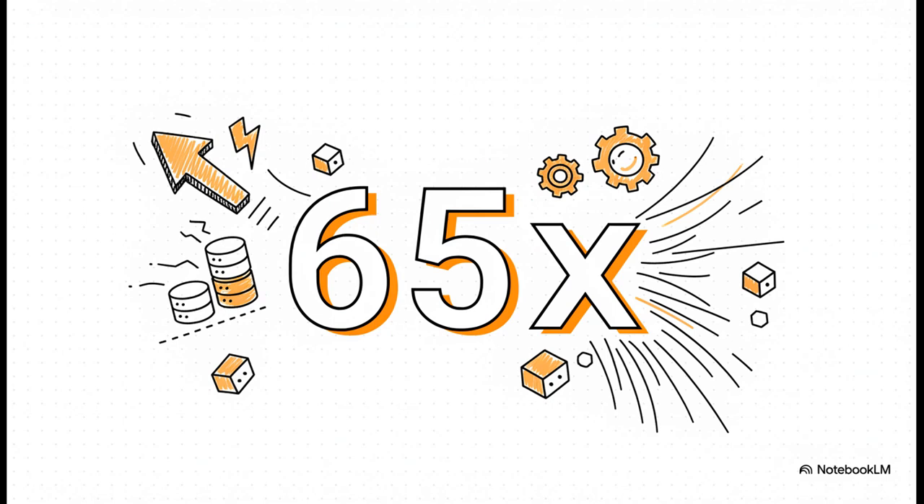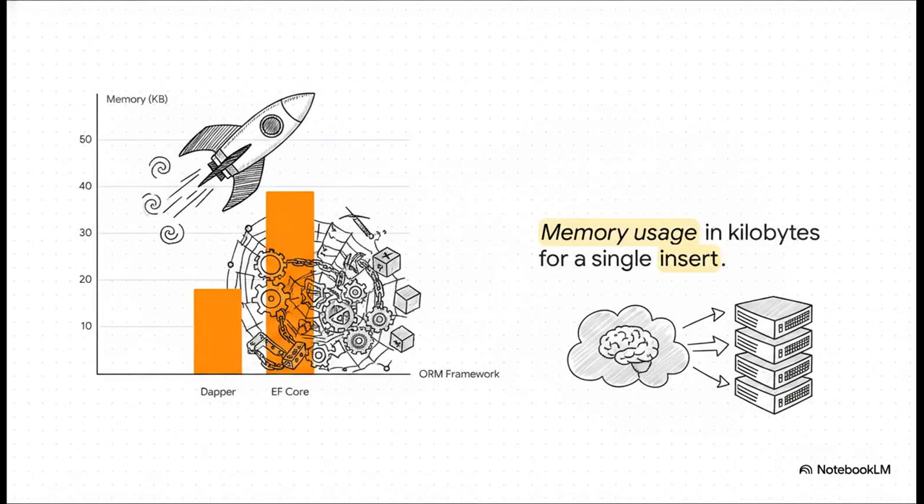Independent benchmarks show that Dapper can be approximately 65 times faster than EF Core in specific insert operations. Let me repeat that, 65 times faster. When you're processing thousands of records a second, a multiplier like that completely changes the game. But it's not just about raw speed. The efficiency gains are huge too.